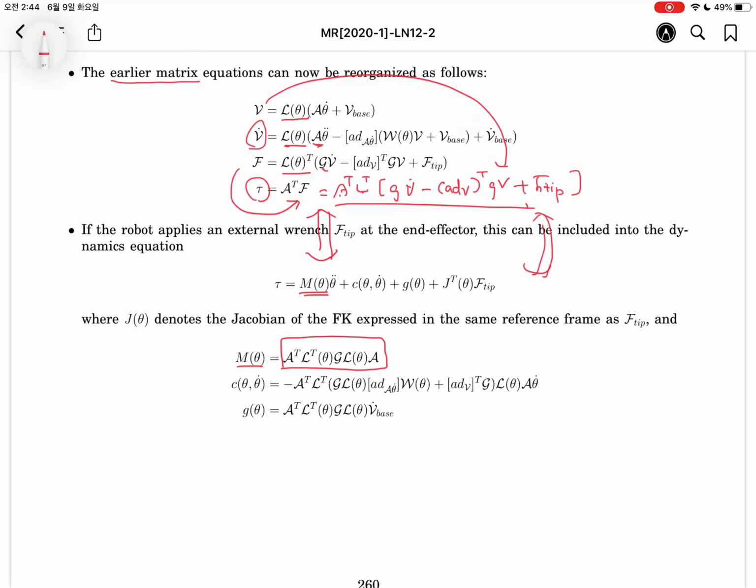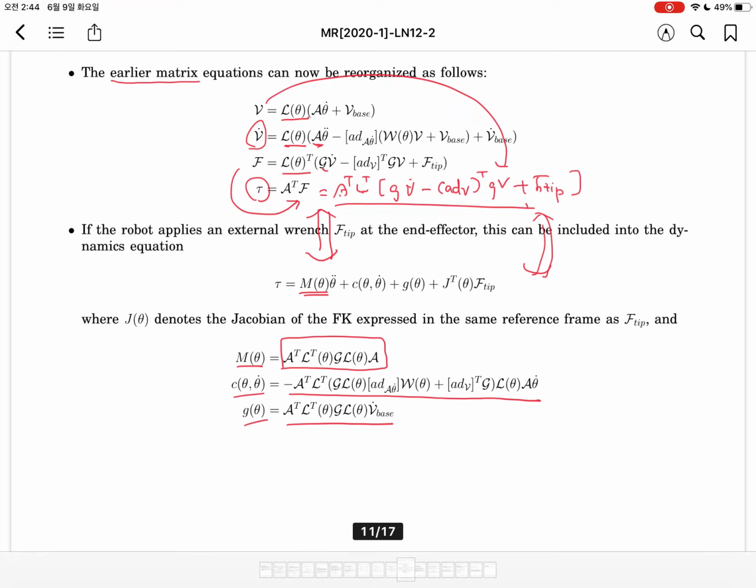Okay? How about the C? By comparing both equations, we can determine that this big matrix will be corresponding to the C. On the other hand, this is the G. Okay, like this we can derive the closed form of inertial matrix, Coriolis centripetal, and the gravity. Okay, we have derived two methods. The first one is iterative Newton-Euler, and the second one is the closed form of the MCG.